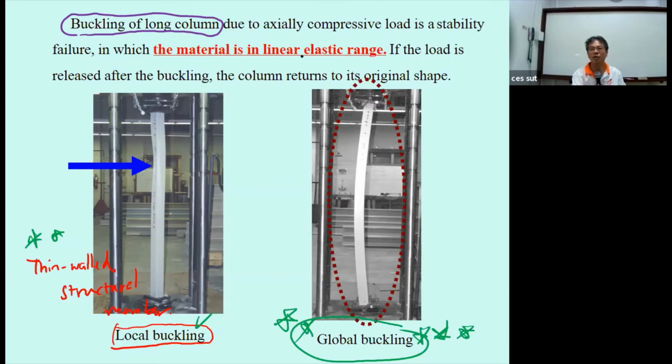In global buckling, the stress occurring in the column during buckling is less than the yielding stress. So the behavior is like the buckling of a plastic ruler: you push it, it buckles; you release it, it comes back to its original shape. So the behavior of this kind of column is linear elastic.